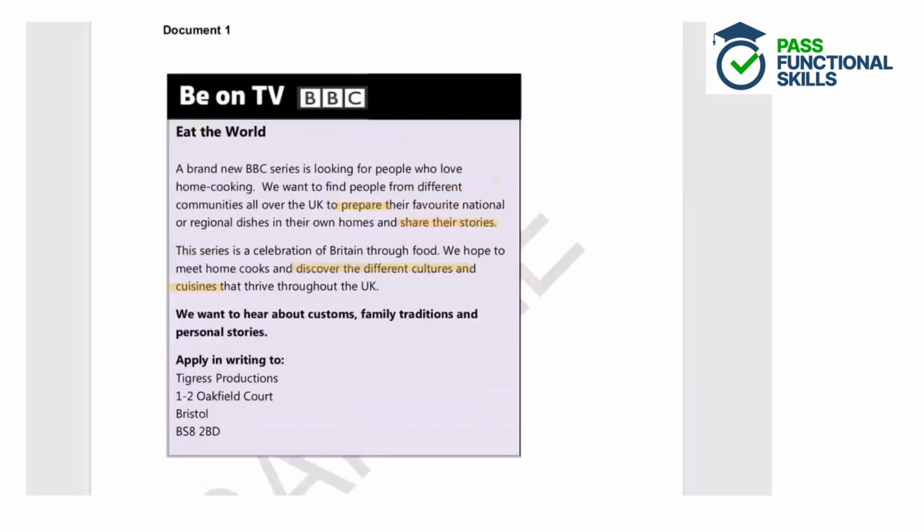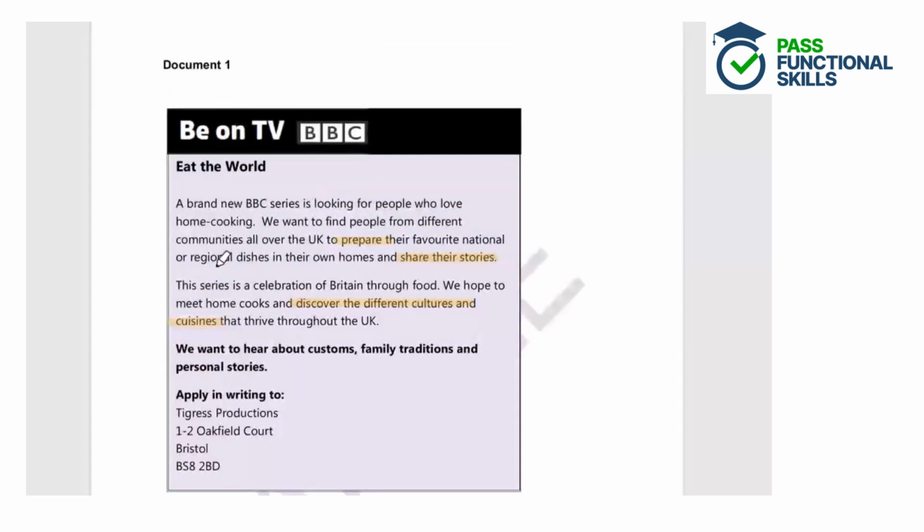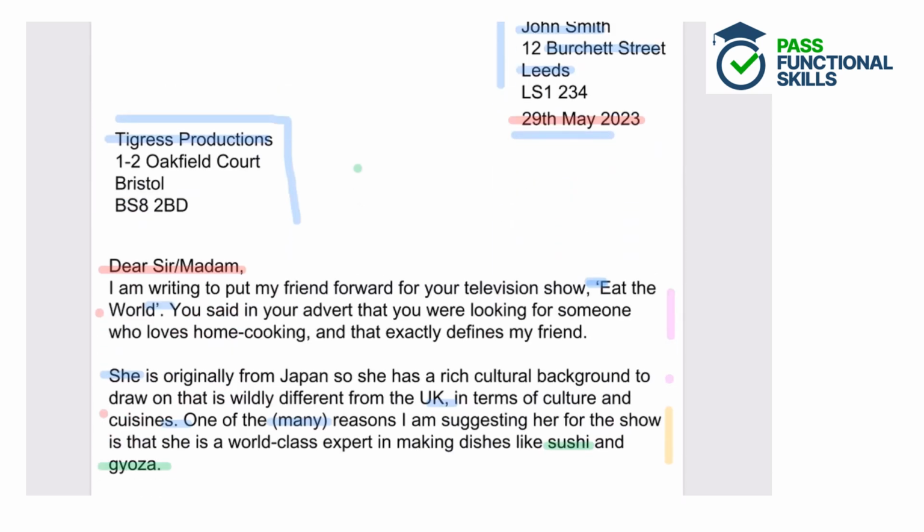So if we go back to the question document, we can see that we are to apply to Tigress Productions. Now we don't know the name of this person, so we are going to use Dear Sir or Madam and write to that company using that address there.